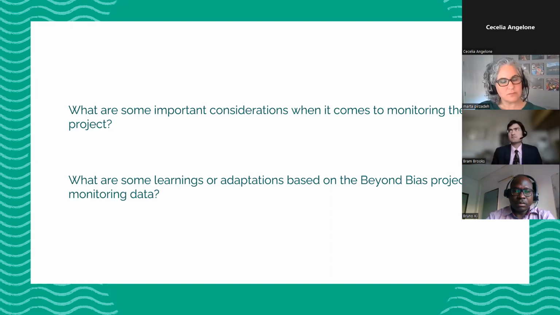And as a result of some of our monitoring data, we did see a few important learnings and made some adaptations to better strengthen the overall Beyond Bias approach. So, for example, our monitoring data suggests that higher Connect participation often resulted in higher reward scores associated with quality of care. So when we group facilities based on low versus high Connect participation, we saw that facilities with higher Connect participation on average had higher reward scores and were providing better performance to clients.